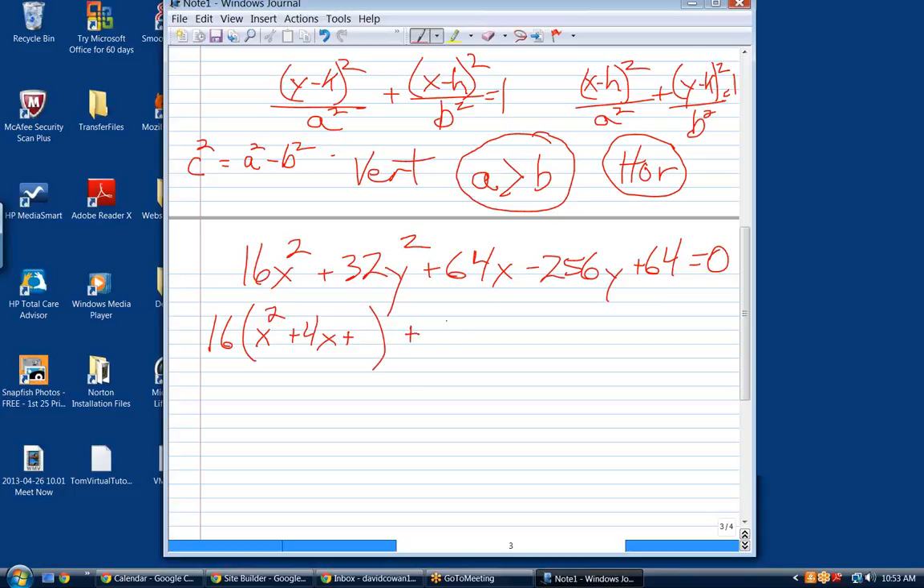Plus 32 times, again, I don't care if it divides evenly into 256. I've still got to factor out a 32. Must divide evenly, 8. So this becomes y squared minus 8y. Check the sign. It's going to be negative after the parentheses. That's what we want it to be.